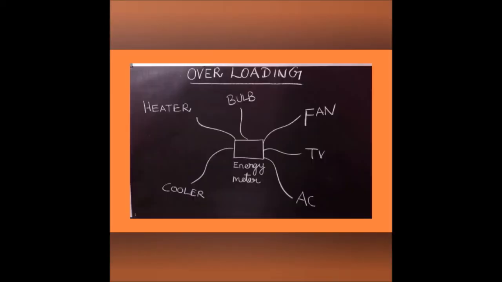What is overloading? Overloading happens when a large number of appliances are connected in series to the same source of electric power. This leads to a flow of excess current in the electric circuit. When the amount of current passing through a wire exceeds the maximum permissible limit, the wires get heated to such an extent that fire may be caused. This is called overloading.